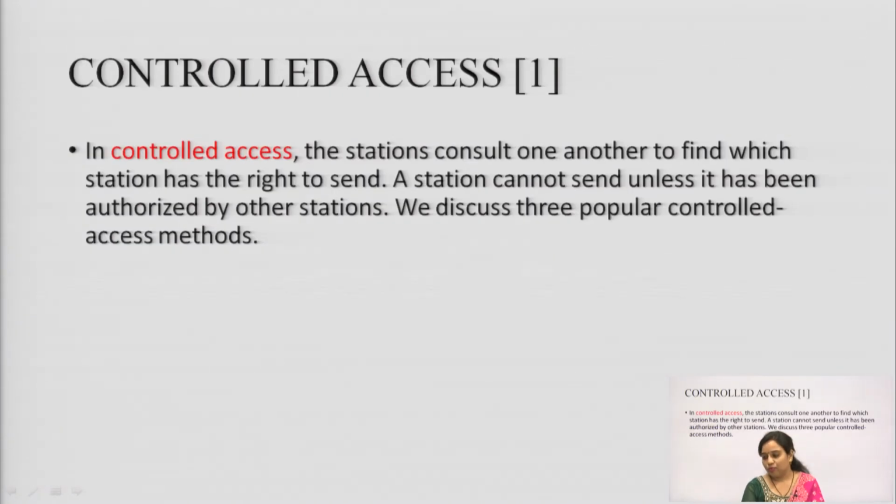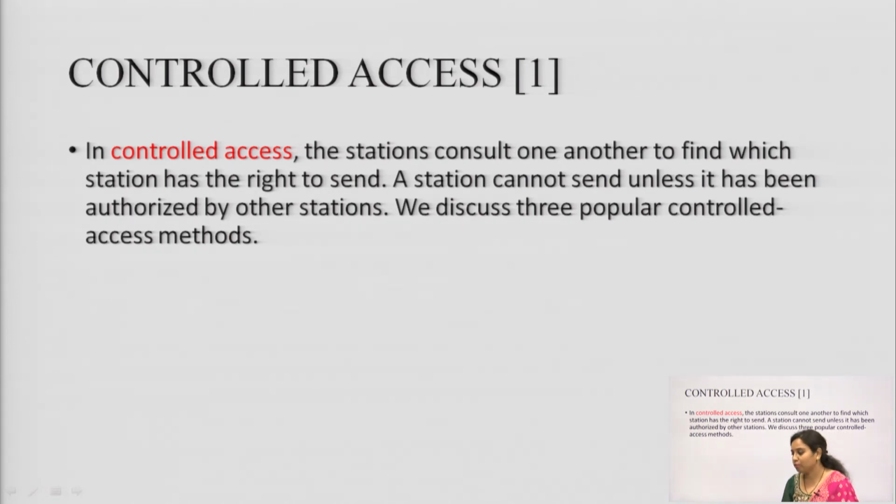Now, next we will move to controlled access. What is the controlled access protocol? The controlled access protocol is the next type of multiple access protocol, which consists of reservation, polling and token passing. Three different types of protocols are there.